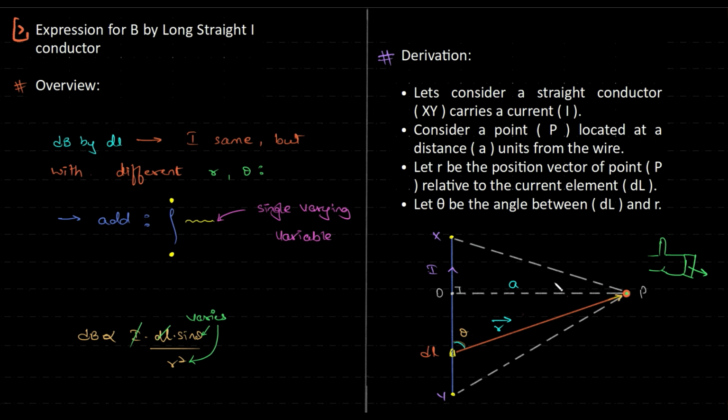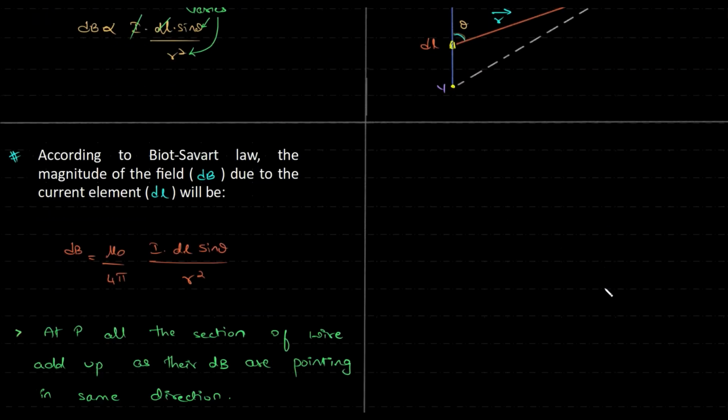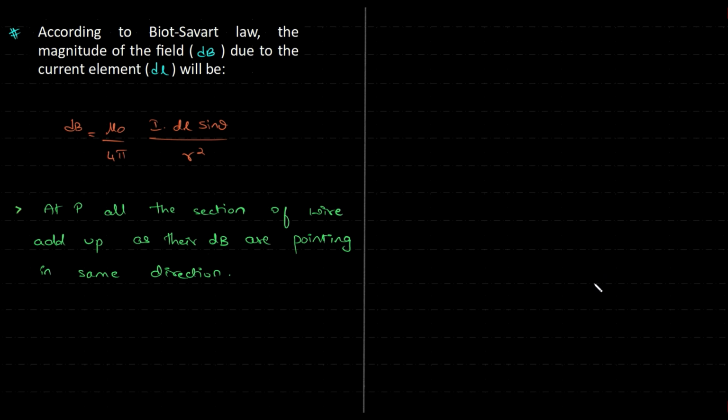So when every element is pointing that way, we can add it up. We can add up the effect. But how much effect is what we have to figure out. At P, all the sections of wire add up. The effect of the, actually the language is not right. Let me change that later. So let me give some space. Now the funda is here.